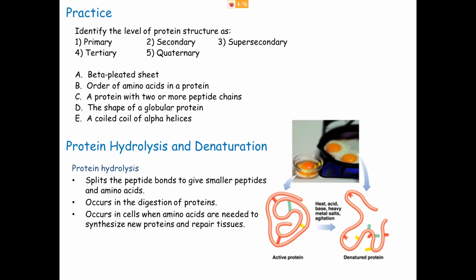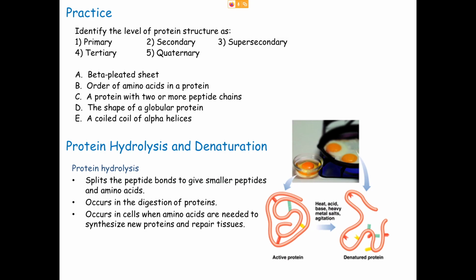The shape of a globular protein. That information is contained in tertiary. Right, that's an example of the tertiary options. Again, held together by lots of things, right? And then a coiled coil of alpha helices. Super secondary, right?